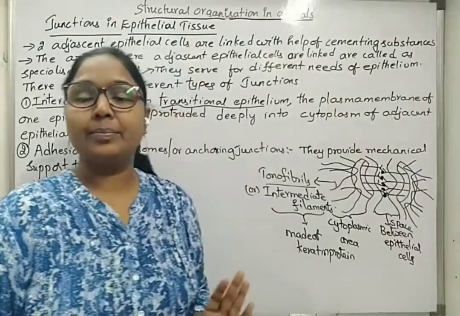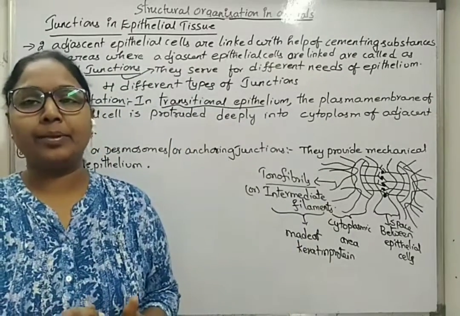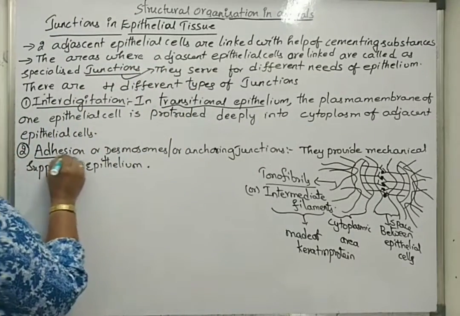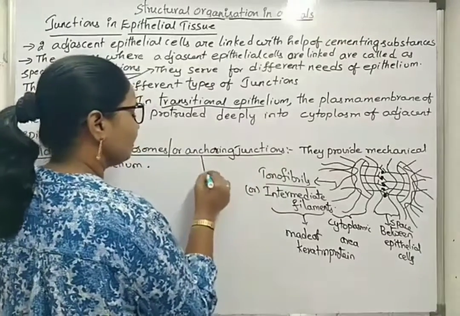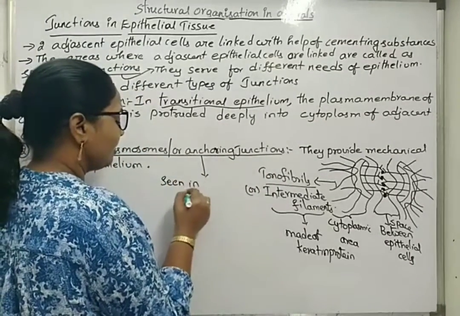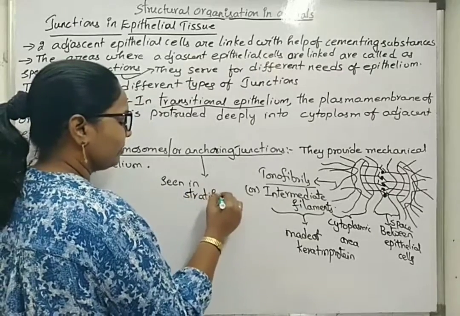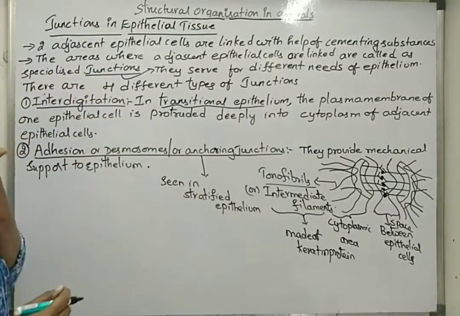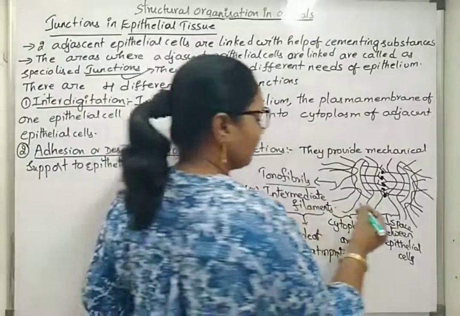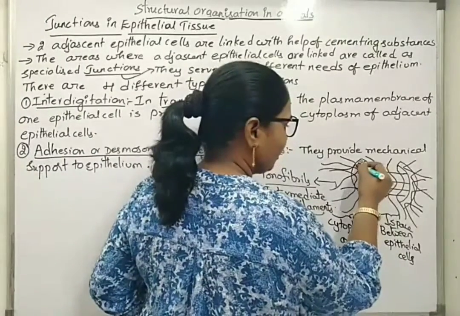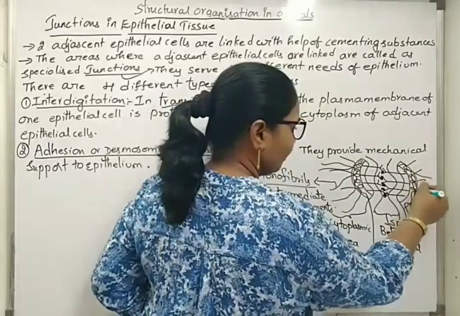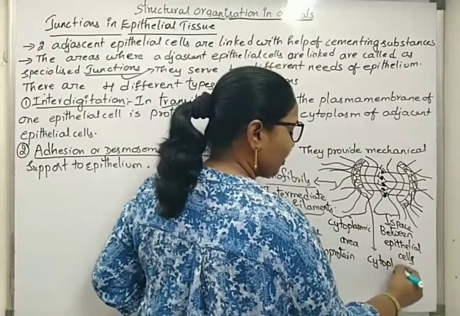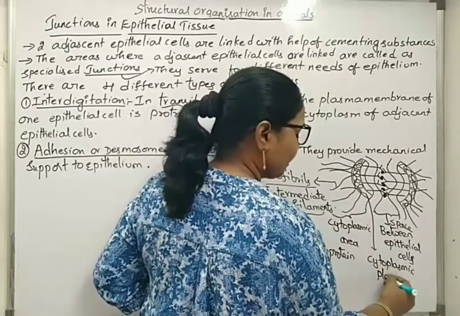Now, stratified epithelium means many layers in the epithelium. We can also use the term compound epithelium. So, these adhesions or desmosomes or anchoring junctions are seen in stratified epithelium. This area, where tonofibrils are arranged, is called cytoplasmic plaques.